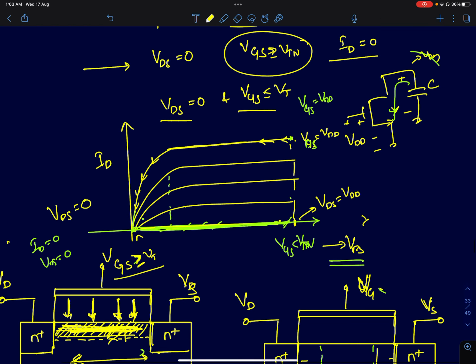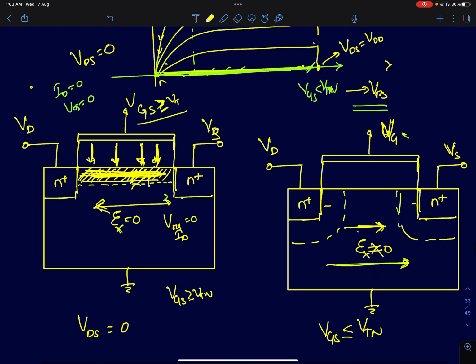Before I explain that on an ID versus VDS graph, we will look at this on the MOS device structure. So I've shown a cross section of a MOS device. The one on the left is a condition when VGS is greater than or equal to VT. So which means, if you recall, there is a vertical electric field which draws the electrons, or in case of a MOSFET, it draws electrons to the surface. So the channel, it's a p-type substrate. It becomes n-type near the surface. It's filled with mobile electrons.